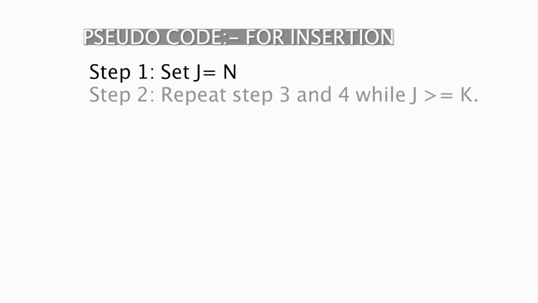Now step number 2, we are applying a loop. Repeat steps 3 and 4 while j is greater than or equal to k. As we know, k holds some position, any position of the array. Right now we are pointing j at the last position, and j will come down with the help of a decrement pointer up to k. So j will work while it is greater than or equal to k.